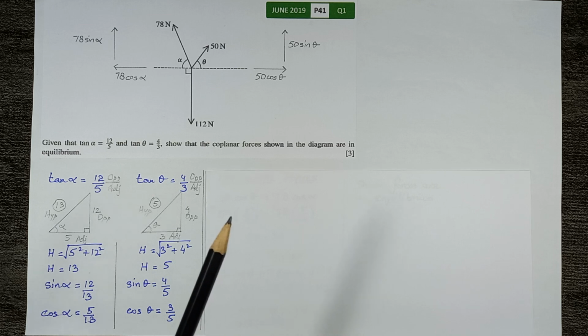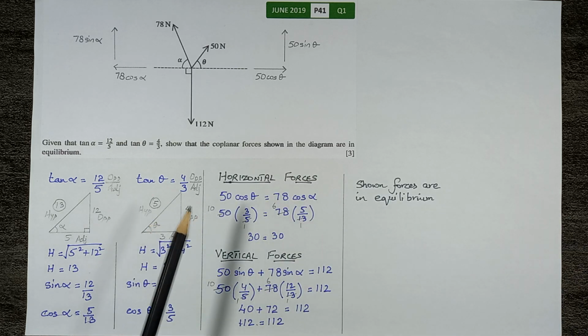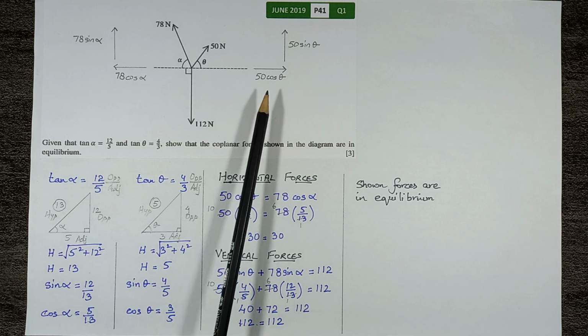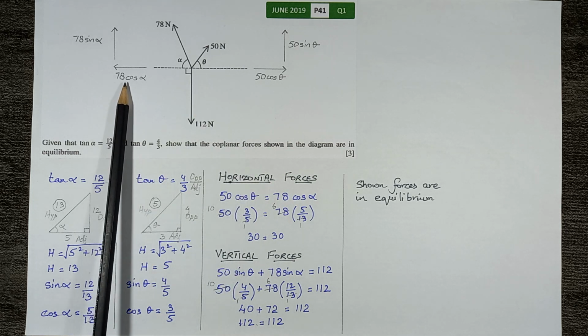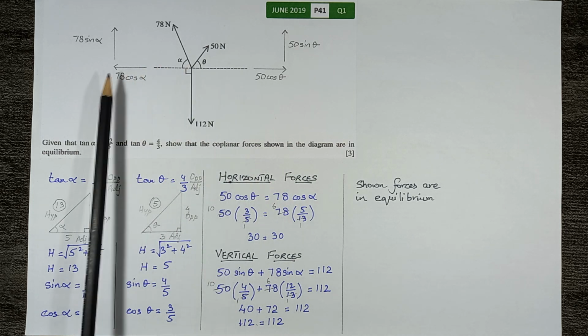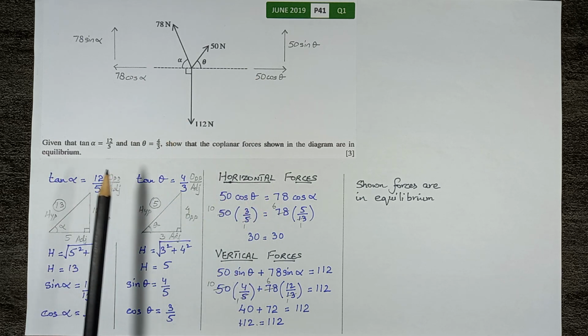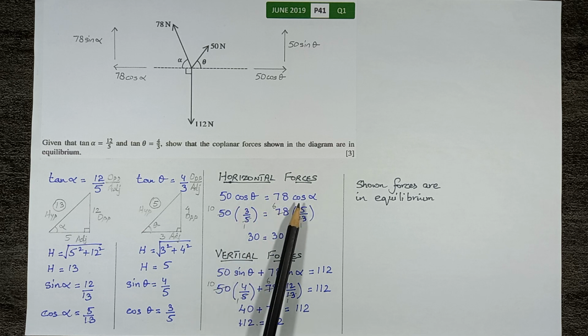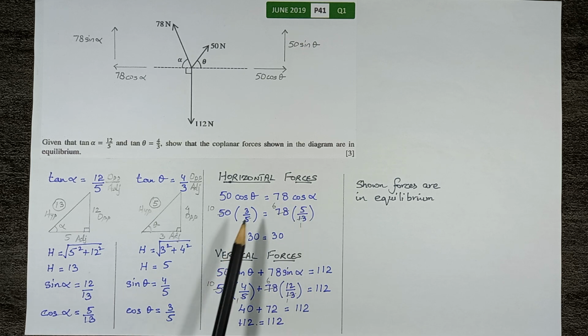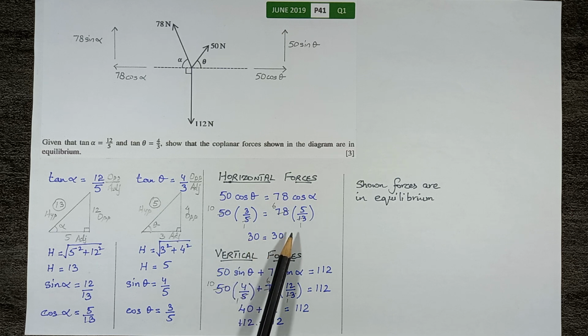So splitting up into horizontal and vertical components, for the horizontal forces over here we have 50 cos theta and 78 cos alpha, both in opposite directions. Make them equal because of the equilibrium condition we have to show. So 50 cos theta and 78 cos alpha with an equal sign. We know the values of cos theta and cos alpha over here. Placing them and simplifying, we can see 30 is equal to 30. That means the horizontal forces are definitely creating a condition of equilibrium.